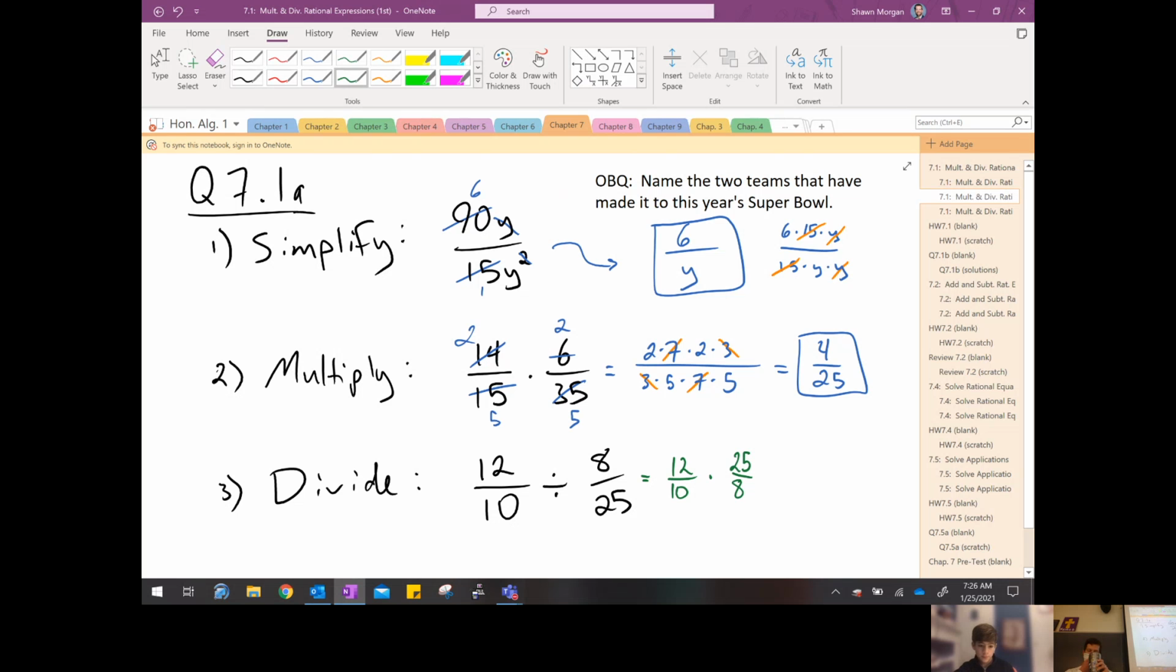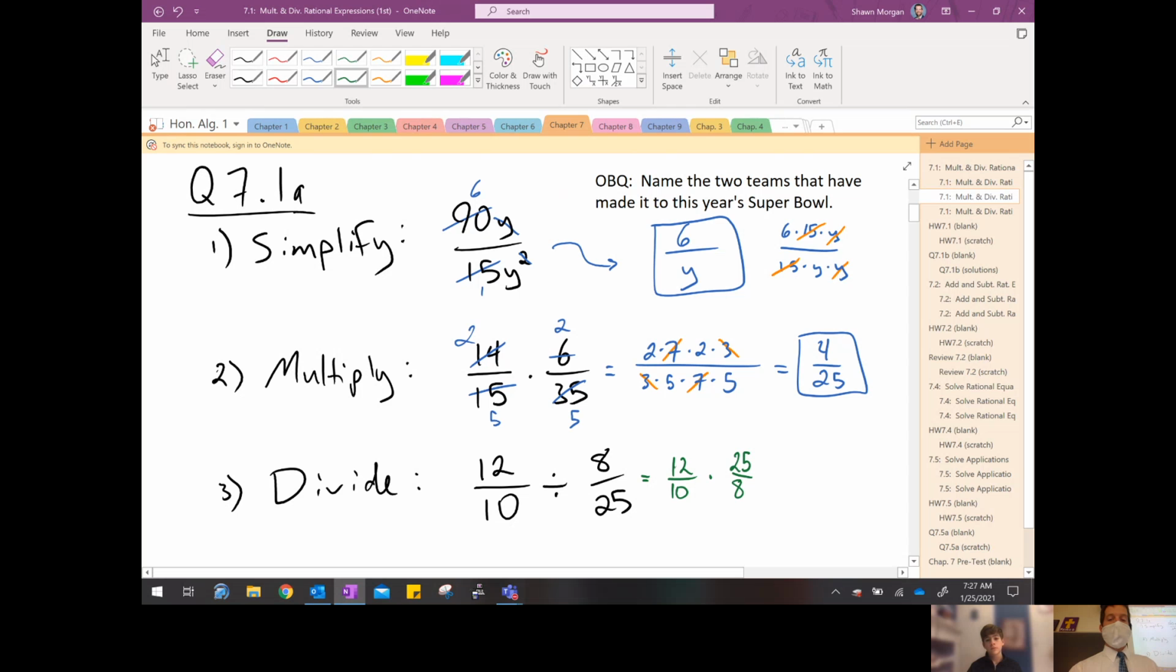Okay. The real reason that we do what Jack just told us to do is that division is defined as multiplying by the R word, reciprocal. Reciprocal means flip that fraction, doesn't it? So we flip 8 over 25, and then we start canceling out.